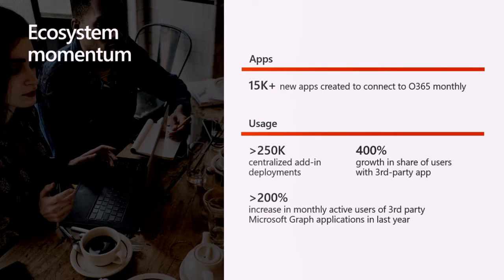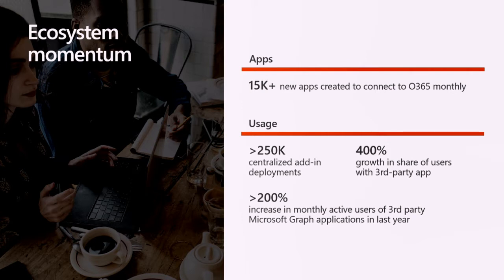400% growth in share of users using a third-party app. Office 365 itself is growing at a pretty phenomenal pace. And this is growing even bigger than that, right? So developers are really en masse migrating to take advantage of both the applications and the services and APIs that we built. And over double in terms of monthly active users of Graph apps in the last year.